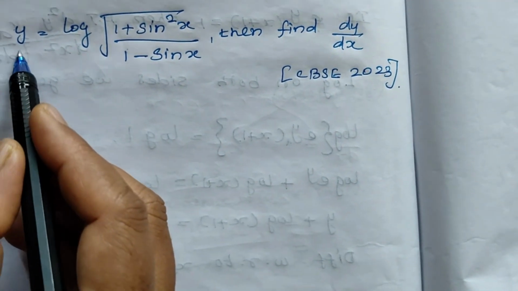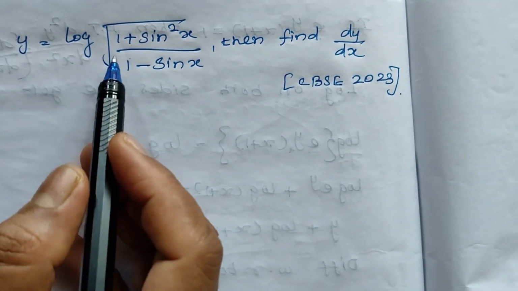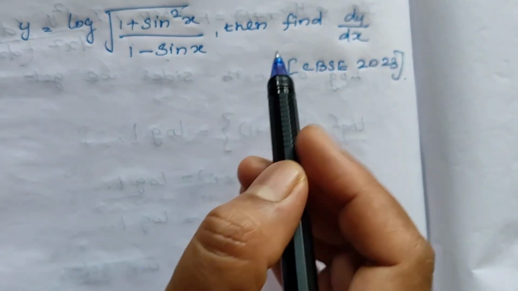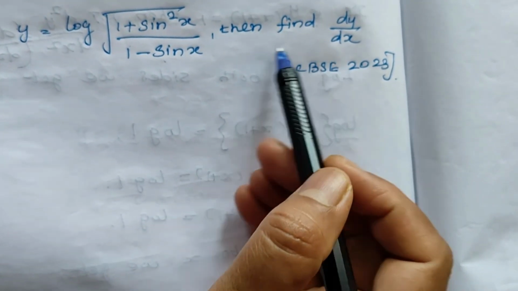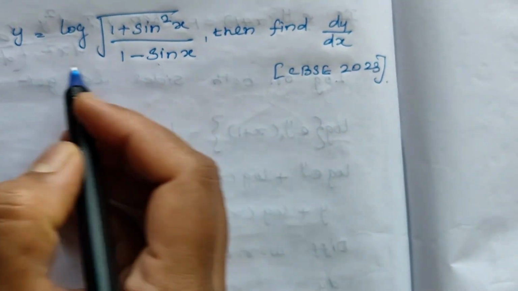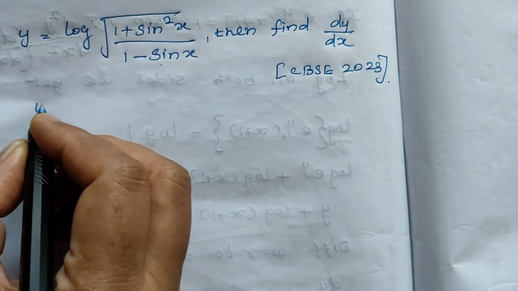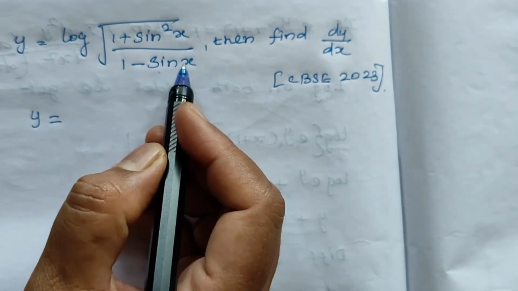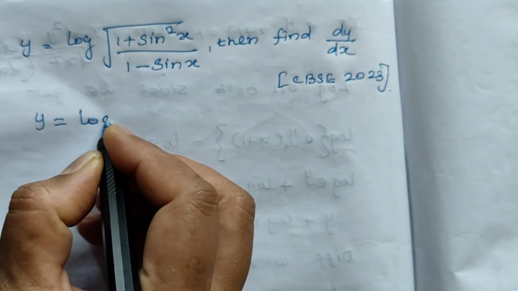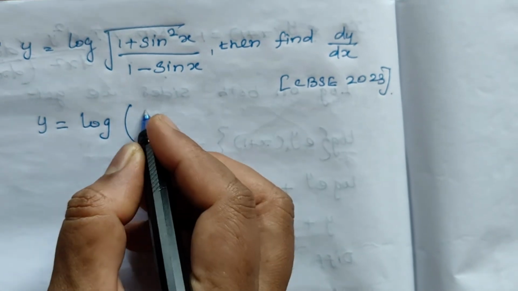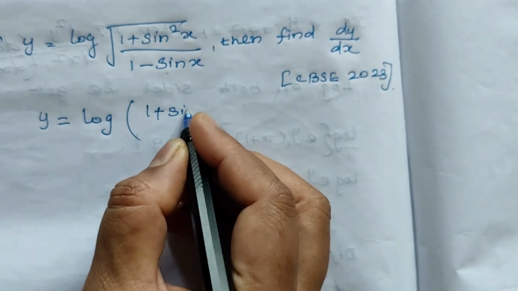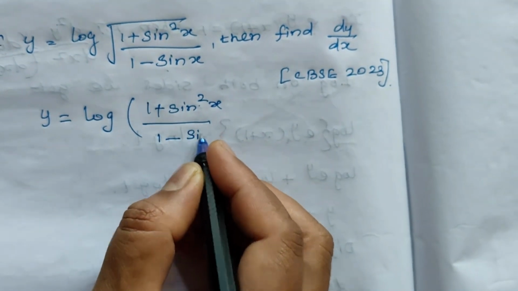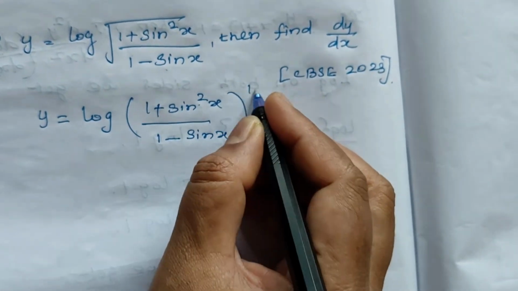The problem is: if y equals log of square root of (1 plus sin squared x) divided by (1 minus sin x), then find dy by dx. So here it is given y equals log. Log of this one, it is a power, therefore it is 1 by 2. So log of 1 plus sin squared x divided by 1 minus sin x, the whole power 1 by 2.